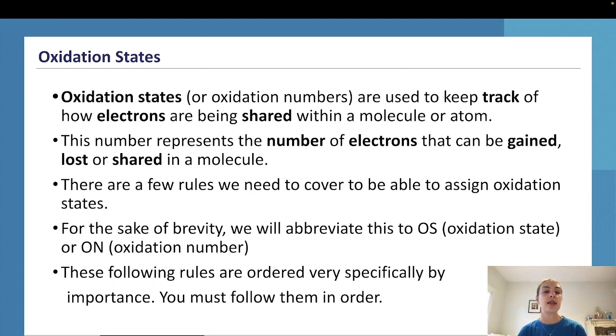And there's a few rules which we need to cover in order to be able to assign these oxidation states. We'll go on to talk about those in a minute, and it's really important that you follow them in order, because they have quite a specific structure and are ordered in levels of their importance and priority. Also, just to let you know, throughout the slides we're going to abbreviate oxidation state or oxidation number to either OS or ON, to save writing the whole word. So just to clear that up so you don't get confused about what that means.